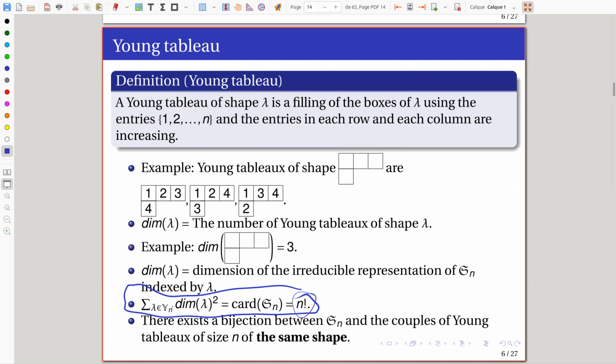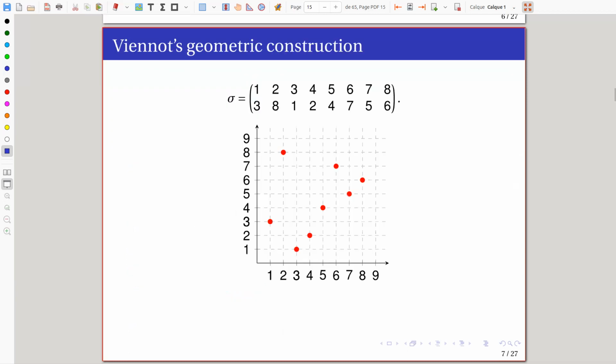And this means that there exists a bijection between the symmetric group, which is just the group of permutations, sorry if I wasn't clear, and the couples of Young tableaux with the same shape. There exist many bijections, but one of them is very interesting because it has a link with the longest increasing subsequence, that I will present now. So I will show you how to construct one bijection.